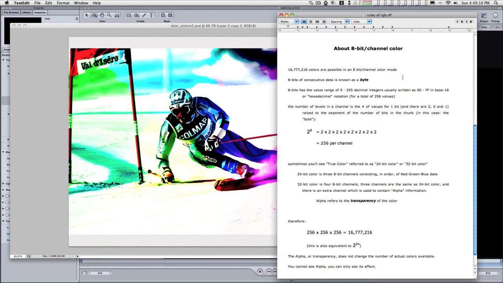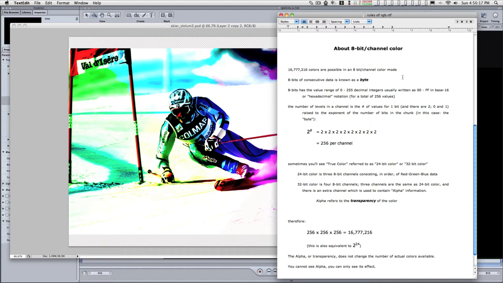8 bits of consecutive data on a computer is known as a byte. 8 bits has a value range from 0 to 255 decimal in integers, which is usually written as 00 to FF in base 16 or hexadecimal notation, and this is where web colors come from. The FF 00 FF for magenta, that's a hexadecimal notation, and it's the way the data is stored on the computer, with the red being the first two digits, the green the second two, and the blue the last two, byte by byte. It's a very efficient way of handling things, so that's why it's done that way.